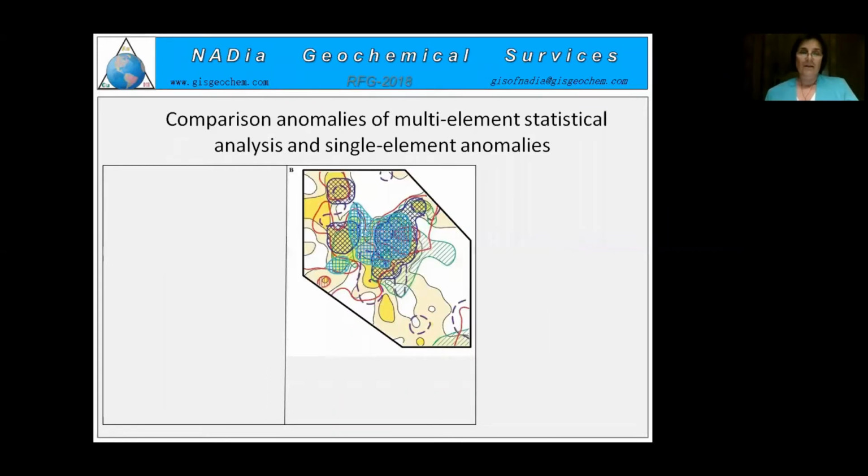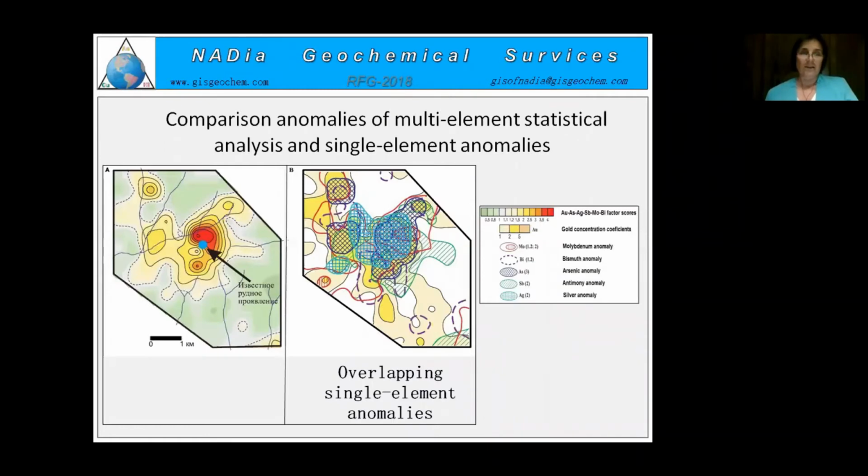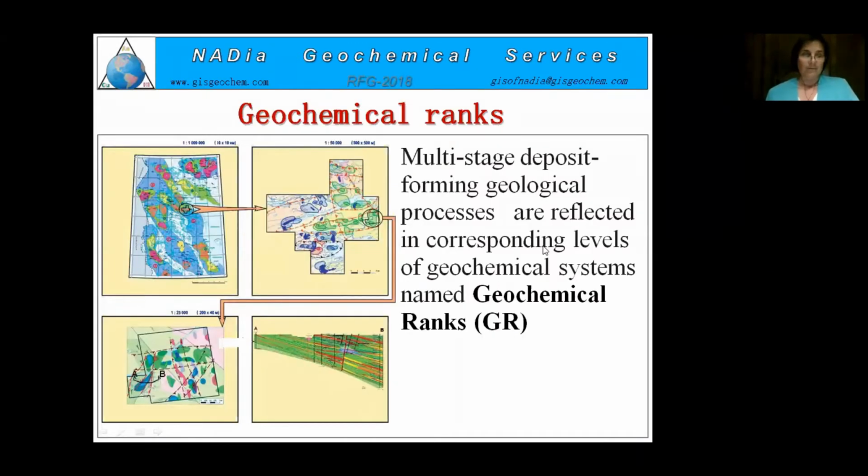For example, people use just a single element anomaly, and the signal is very broad. On the left side, you see just one signal, which reflects a multi-element anomaly. As you see in the legend, at the top of the legend you see all the elements which are involved. This technique defines geochemical ranks.